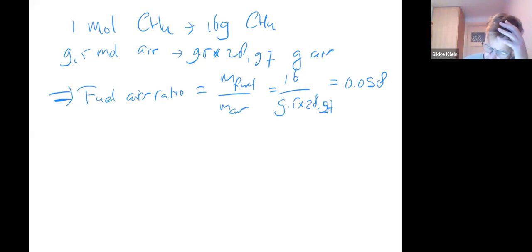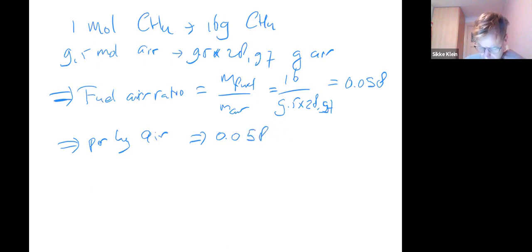Let's go back to this number. I think this is the conclusion we have: per kilogram of air, we have 0.058 kilogram CH4. So at stoichiometric condition, where you have just enough air and just enough fuel to complete the reaction, you only have 58 grams of CH4 per kilogram of air. So there's quite a difference in magnitude.